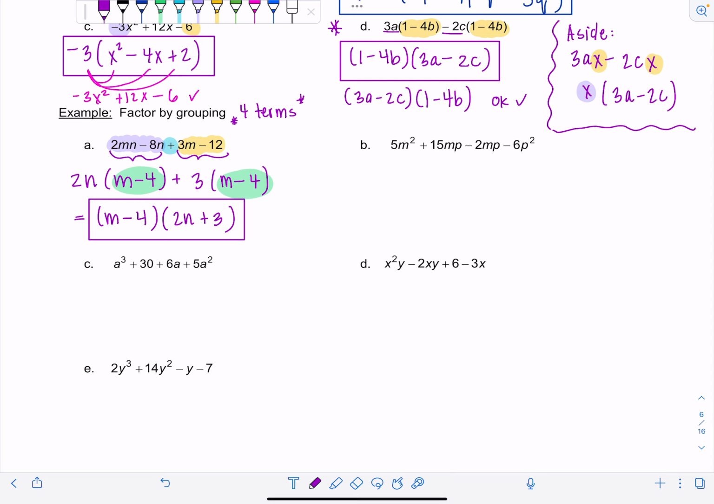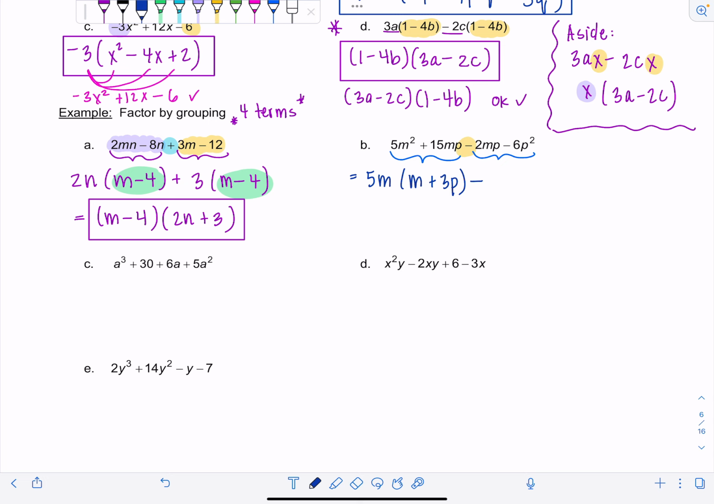Let's look at another example. Let's try here. 5m squared plus 15mp minus 2mp minus 6p squared. So for the first two terms, what can I take out from both of those? 5m, right? Good. And then what's left over is m plus 3p. And then remember, I told you whatever sign is here, you have to bring it down. So in this case, I'm going to have a negative.